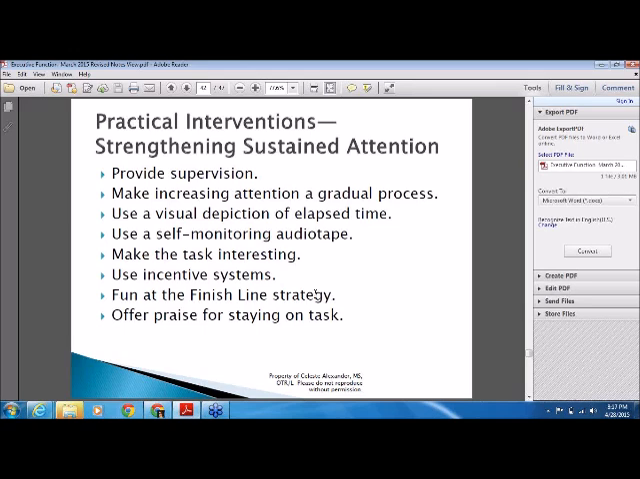Okay. A visual depiction of elapsed time. Okay, we all know this. The red visual timer, ding, that the red part goes away.